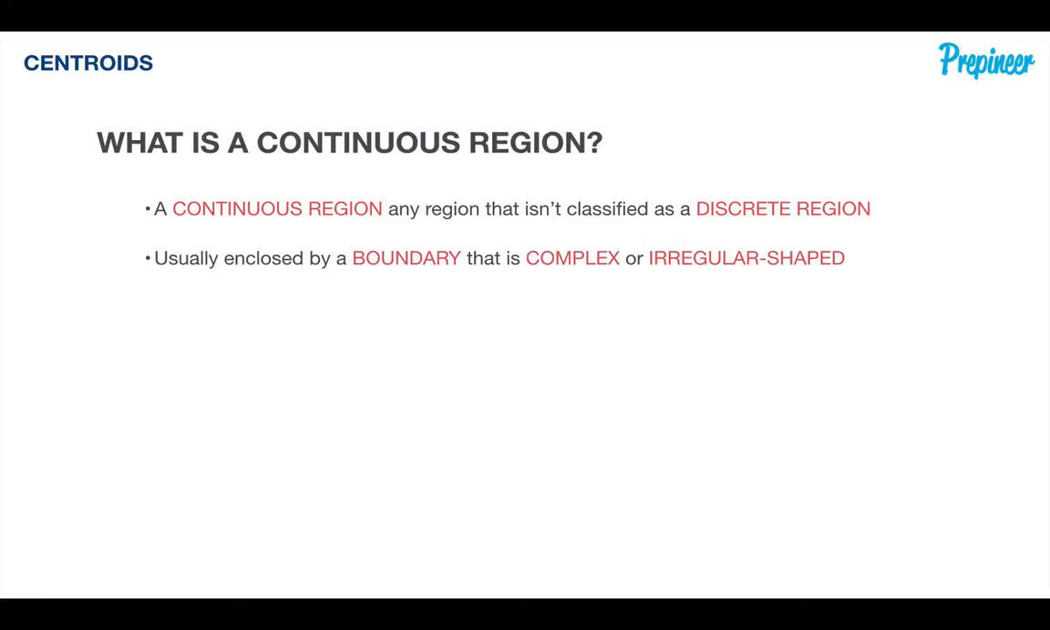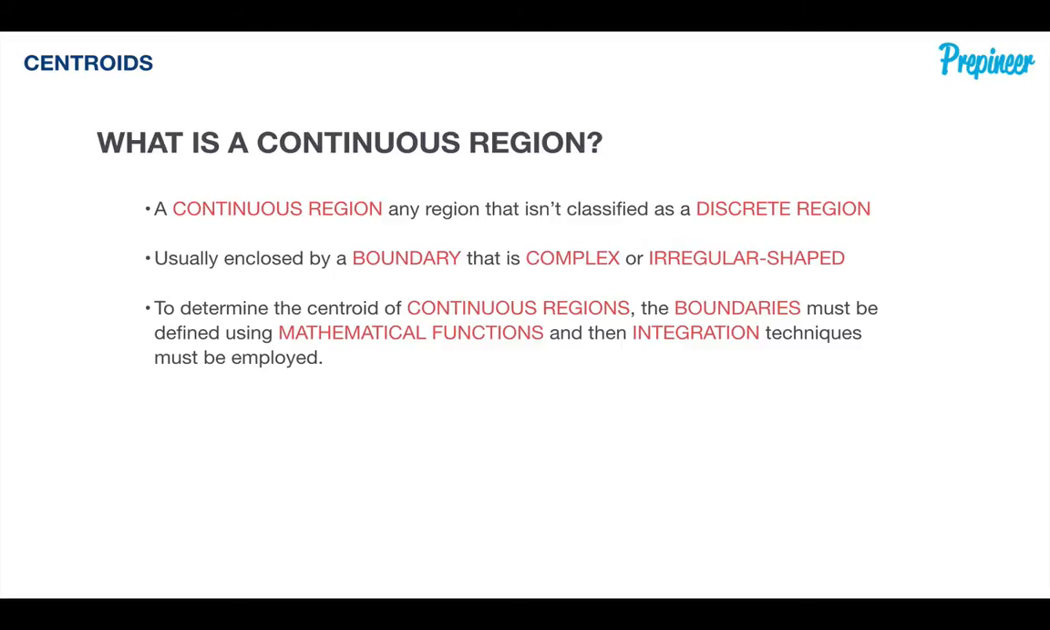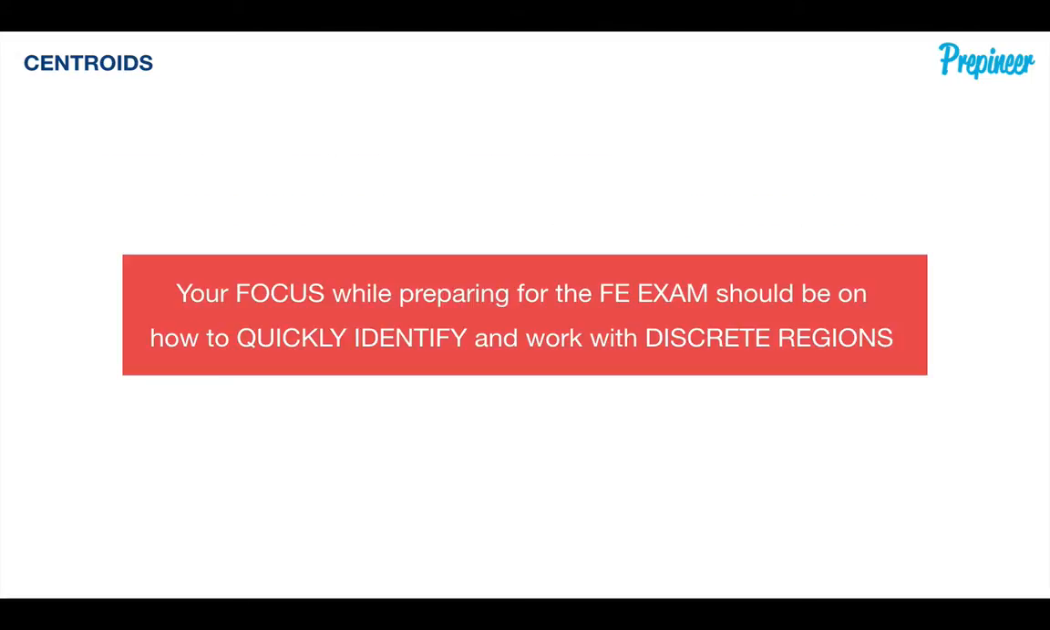Now, to determine the centroid of a continuous region, you actually have to define that squiggly line boundary, or whatever the boundary is, by using some type of mathematical function, and then we would employ basic calculus and integration techniques to actually determine what the centroid of that object is. But like I said, it's all complex, all these continuous regions. For the purposes of the FE exam as well as the Cram session right now, we will be focusing on working with problems that require the assessment of just discrete regions with clearly defined geometric relationships.